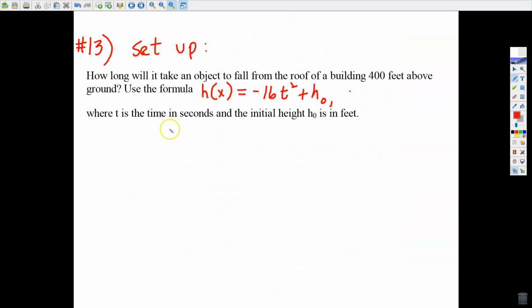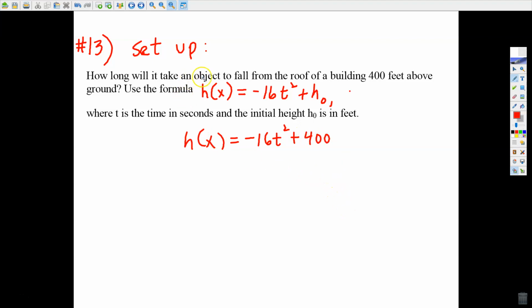All right, so I'm going to get you set up on a couple of word problems. I'm not going to do these entirely. I just want to make sure you understand how you can do them. I think you can. So number 13, how long will it take an object to fall from the roof of a building 400 feet above the ground? And t is the time in seconds, and the initial height is h sub 0. Well, they told you the roof is 400 feet above the ground, and that's another way of saying the initial height. So right away, we can go ahead and make this height function say this.